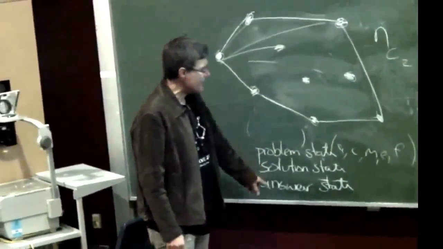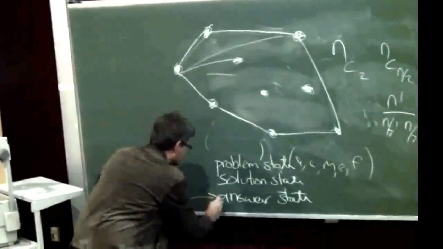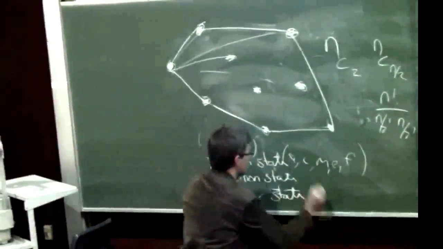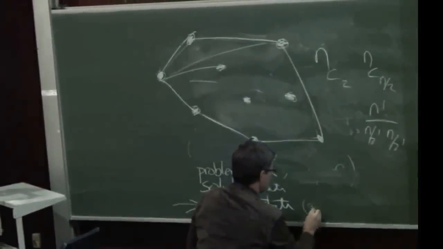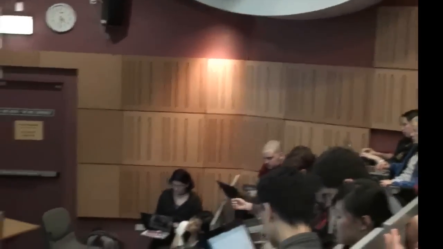A solution state is something that could be an answer state. That's an answer state. I've written it. I'm confused because they're on the wrong line. That's an answer state. It's the right answer. A solution state is a candidate solution.